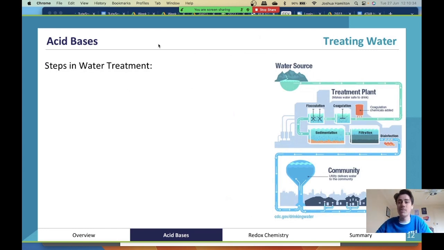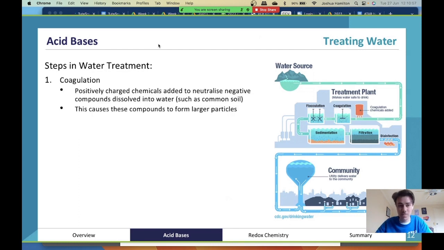So one thing they really want you to know is how you treat water, and they want you to know the basics of the chemistry behind it. So I've broken it up into the 5 steps that you can see on this image here that's taken from the CDC. This is an American thing, but I've changed it such that it fits what we in Australia do, and what VCAL wants you to know.